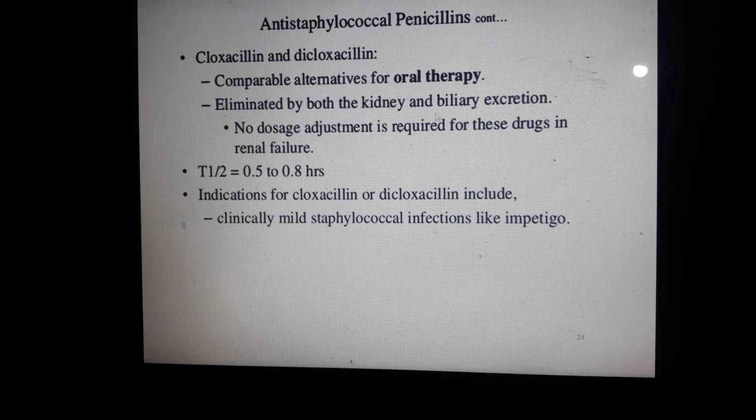Eliminated by both the kidney and biliary. So no dosage adjustment is required for these drugs in renal failure. The half-life is 0.5 to 0.8 hours. The indications for these two drugs are staphylococcal infections like impetigo.